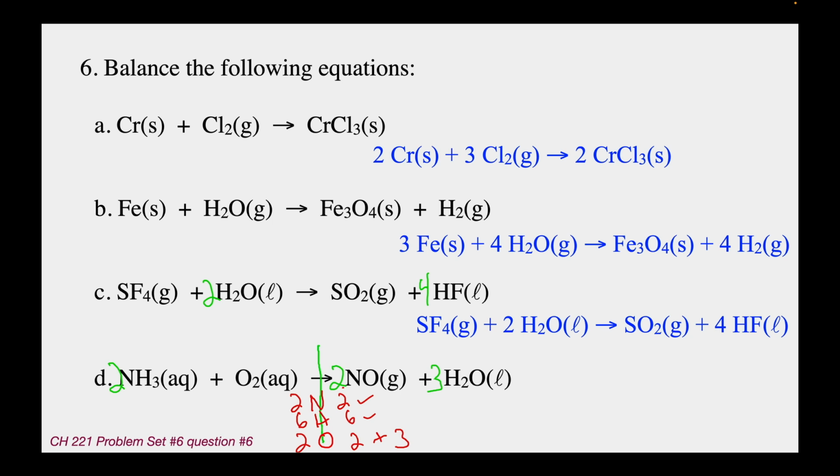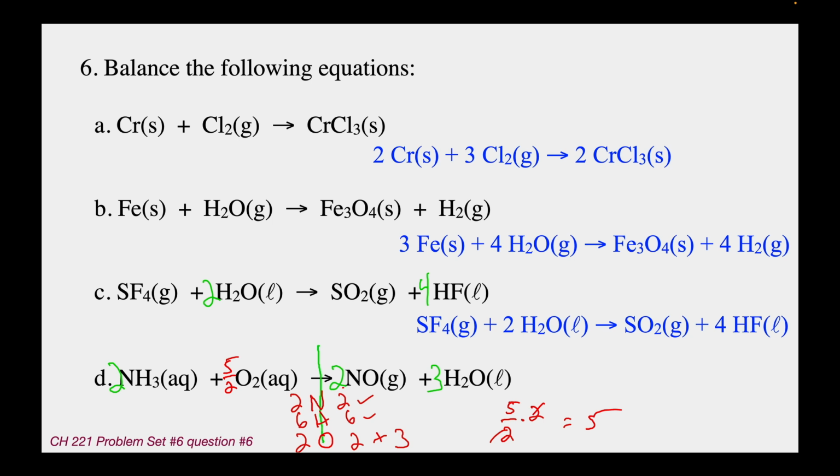Now, mathematically, what would be really cool here is if we could write 5 halves in front of the O2, because 5 halves oxygens times 2 oxygens per O2, you can see how the 2s cancel, we would have a 5. So if we could just write 5 halves right here, this would be a balanced reaction. Woohoo! However, chemists hate fractions.